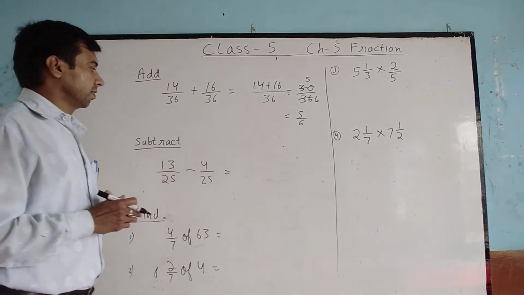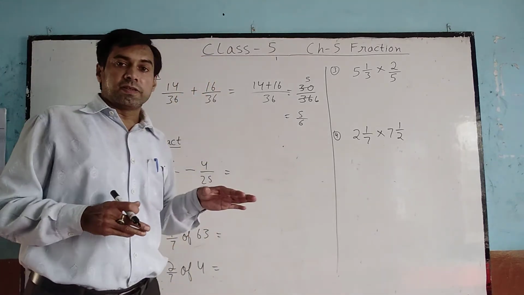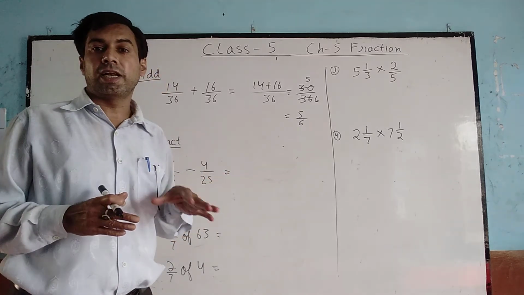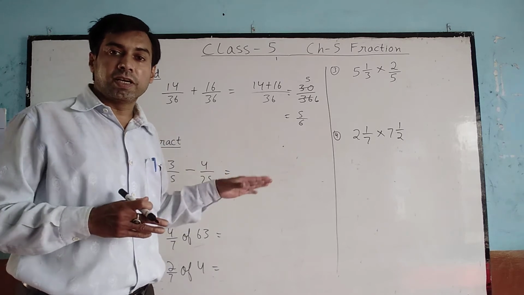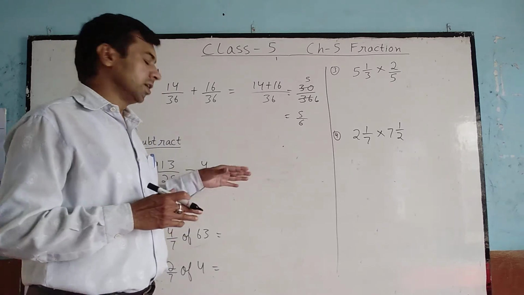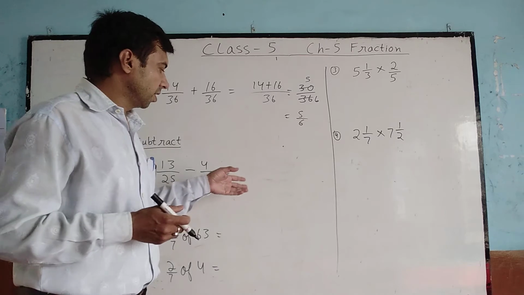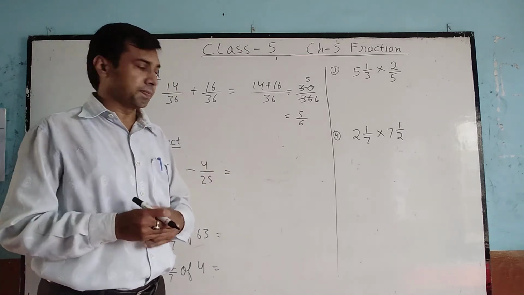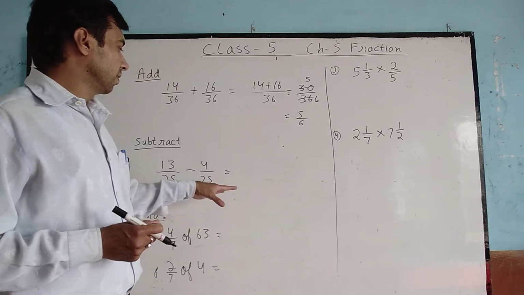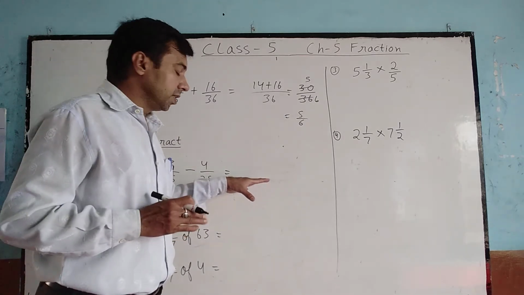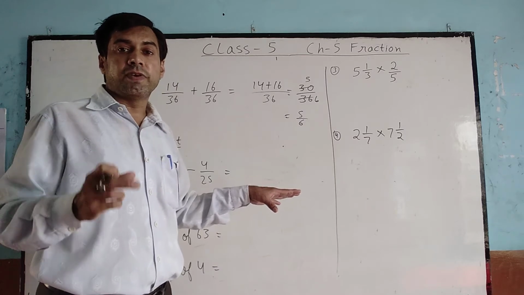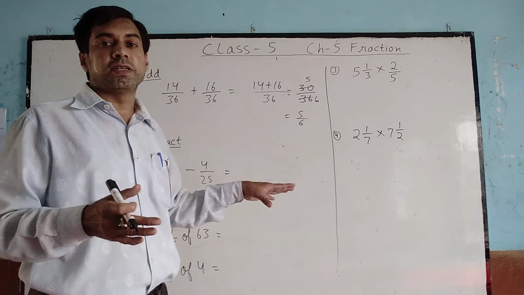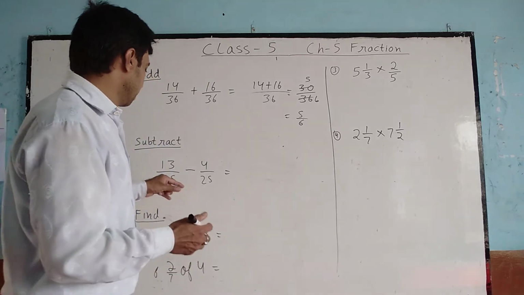Now subtract, student. In subtraction also I have explained that first you have to see whether the given fractions are like fractions or unlike fractions. If the given fractions are like fractions, simply you have to subtract. Write the common denominator and then subtract the numerators. Now student, in subtraction also, whatever difference comes, if it can be reduced, reduce it to the lowest term. Let's see here.